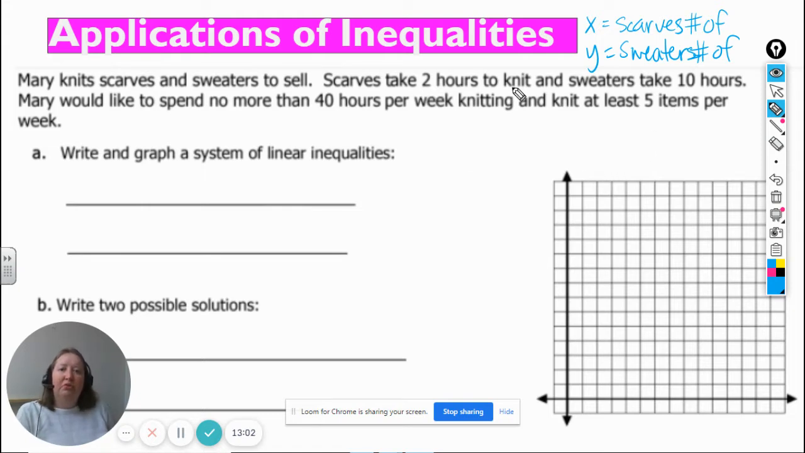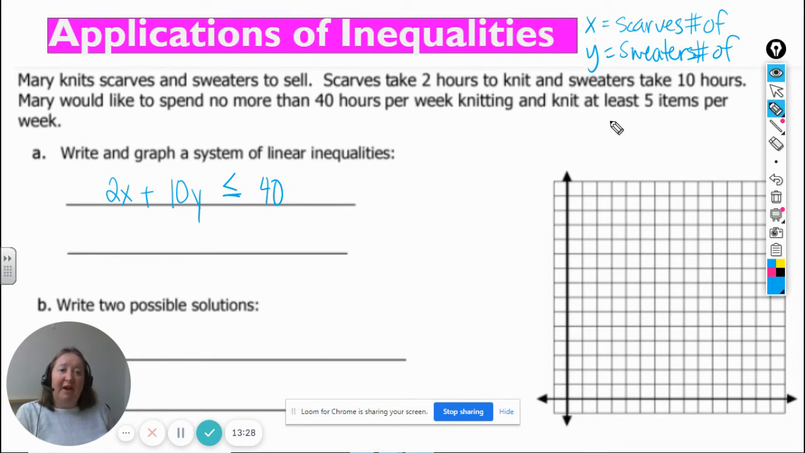So 2 hours to do a scarf, 2x, plus 10 hours to do a sweater. And how many hours does she want to work? 40 is okay. So we could say or equal to, but then she wants to work less. So this is her amount of hours that she's working. So we want this to be less than or equal to 40.